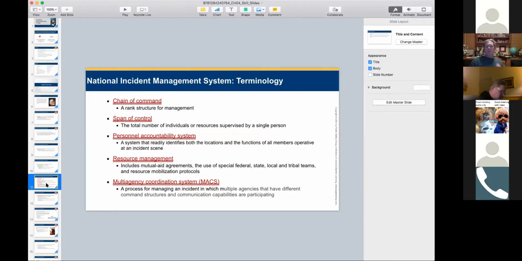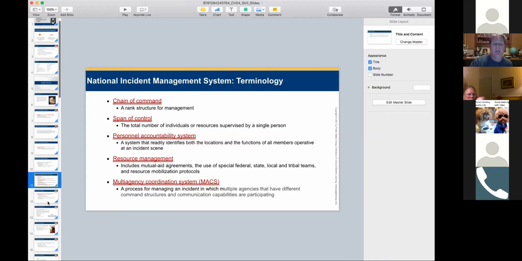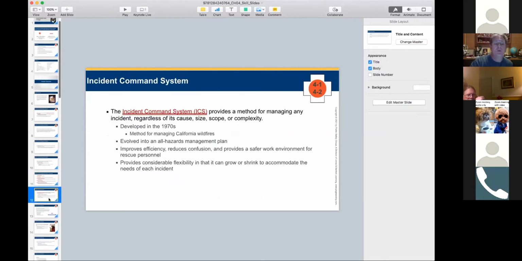Personal accountability system, we don't have one up there. That is nothing more than a roster. So in the morning, your personal accountability system is the roster of who's on duty that day up on the hill. Resource management includes mutual aid agreements. Again, that's something that steps outside of what you guys really need to know about. The MACs, the process of managing an incident with multiple agencies that have different command structures and communication. Again, a lot of this stuff we're not dealing with, because you're not going to deal with it. Just know it for the purpose of a test.